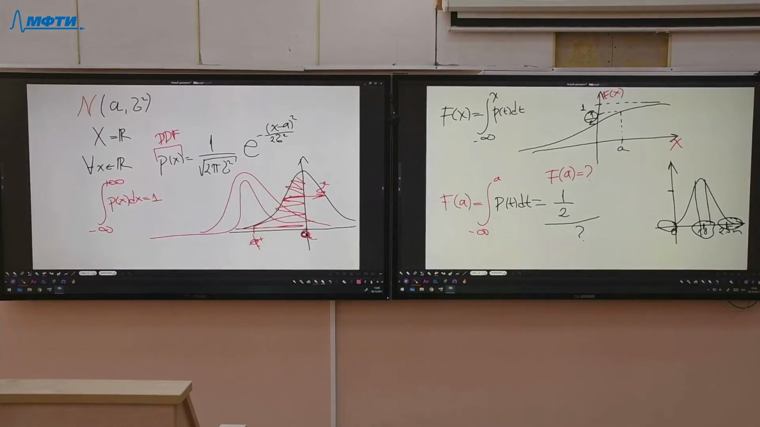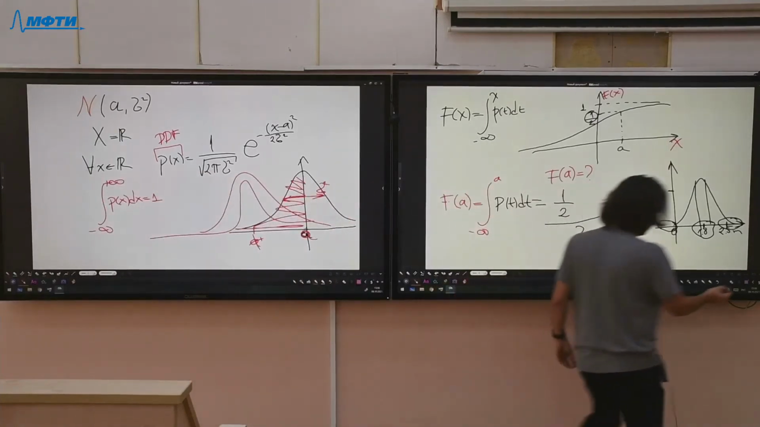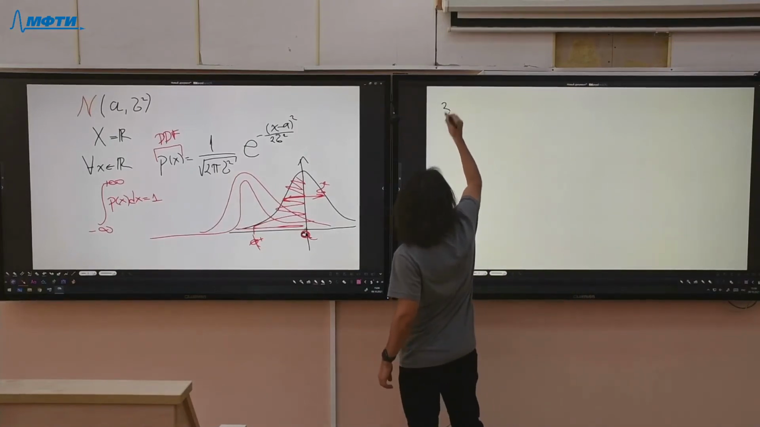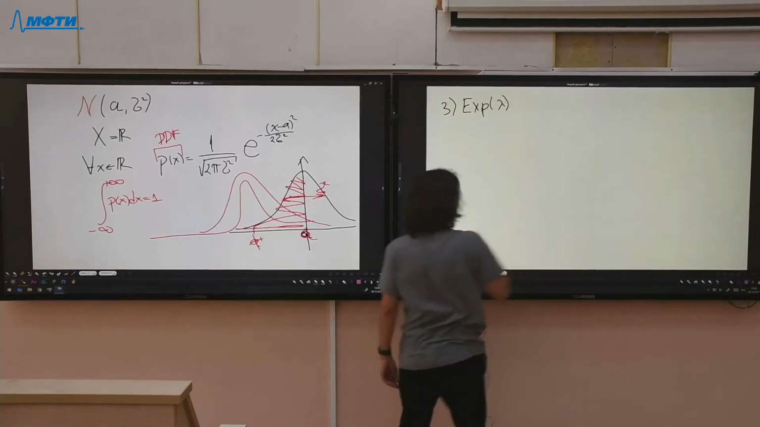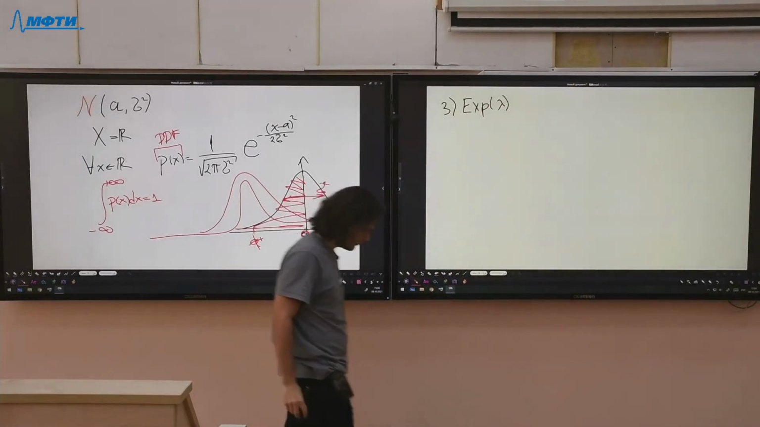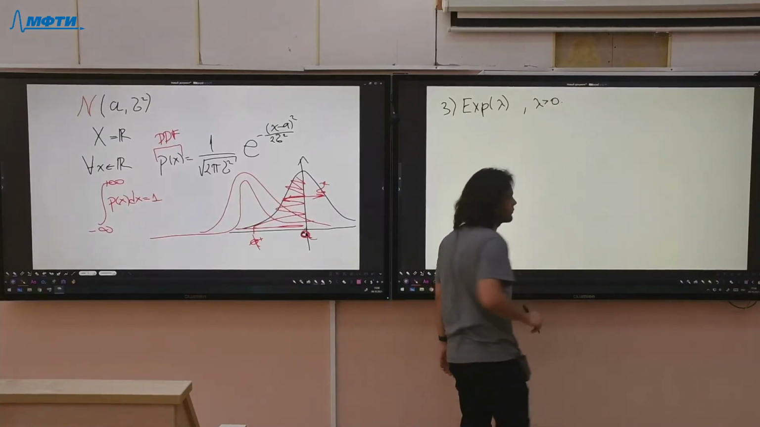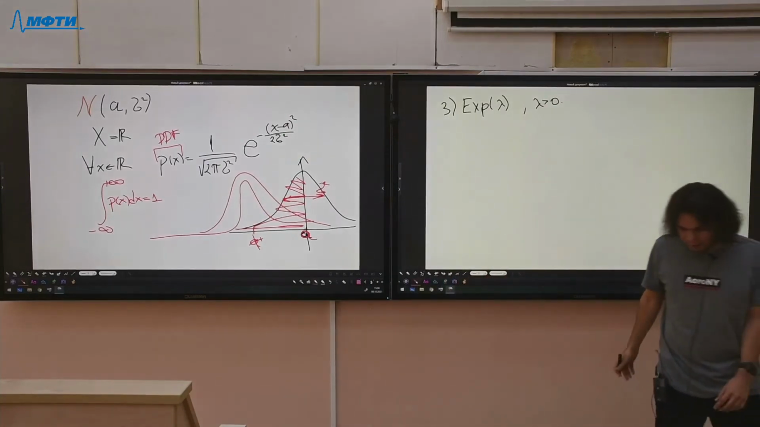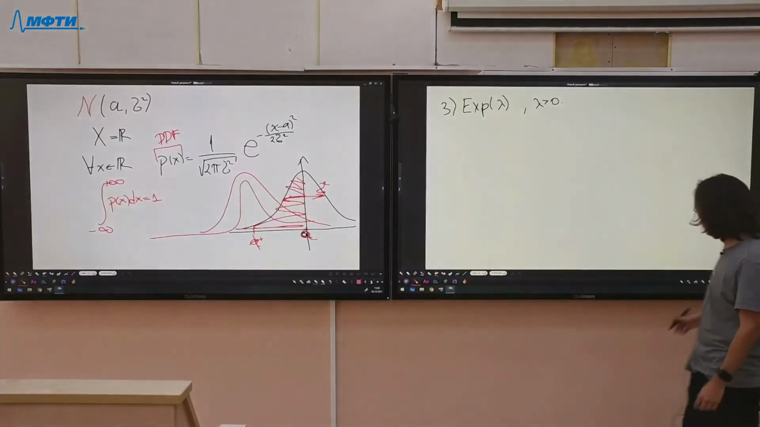Now let's move forward. So the next example is the exponential distribution. This is example number 3: the exponential distribution with parameter lambda, and lambda is greater than 0. There are many different examples of distributions, but the main distributions are, let me write here.